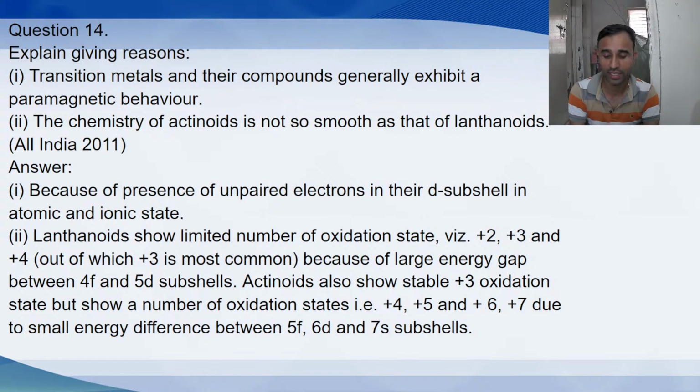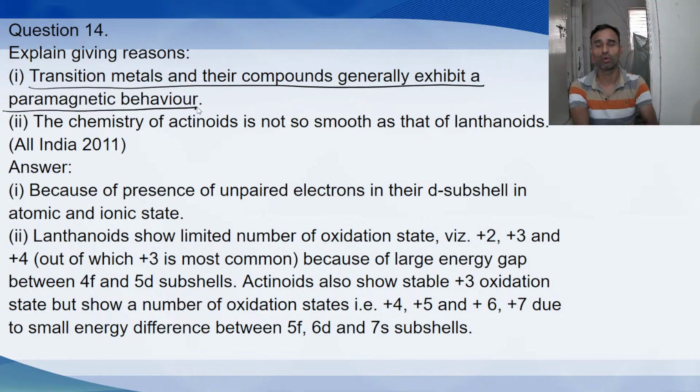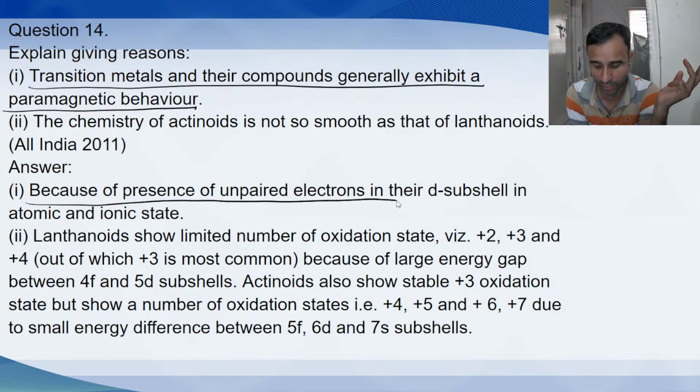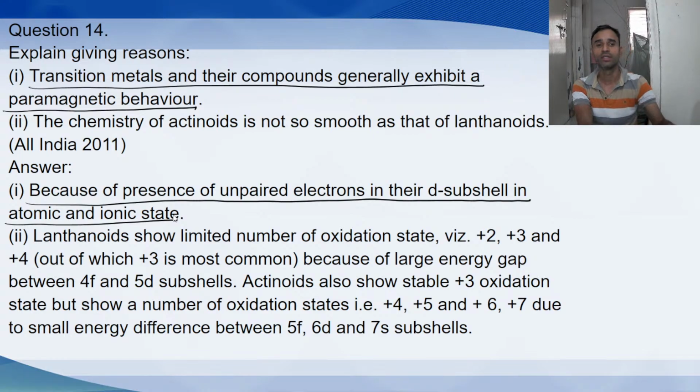Transition metals and their compounds generally exhibit paramagnetic behavior. Why are the compounds or elements paramagnetic? Due to the presence of unpaired electrons. Most of the transition metals and their compounds have unpaired electrons. So because of the presence of unpaired electrons in their d subshell in the atomic and ionic state, they show paramagnetic behavior.